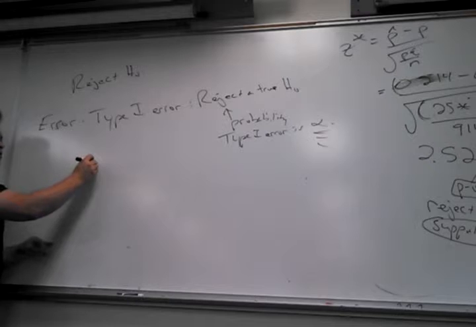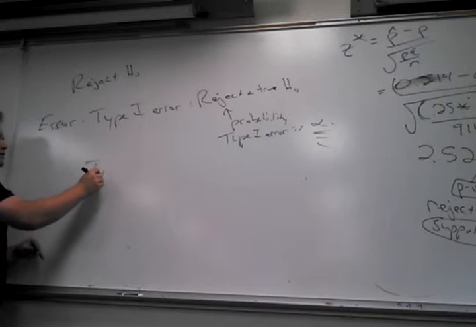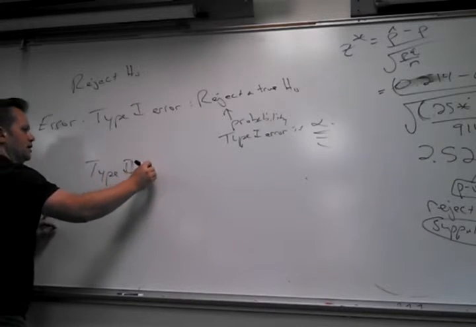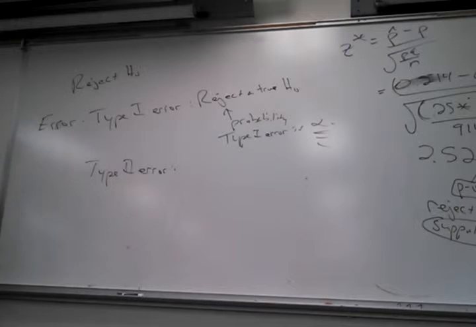What do you think the other error is called? Type 2. You guys have read ahead. Type 2 error. Now, here's the more interesting question. What would that be? What's the other kind of error I could make? Well, what's the other thing I could have done? One thing I could do is reject the null. What's the other thing I could do? Fail to reject the null.